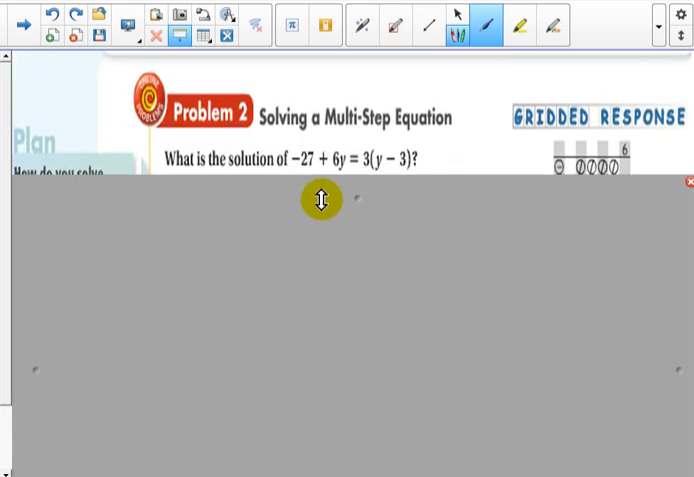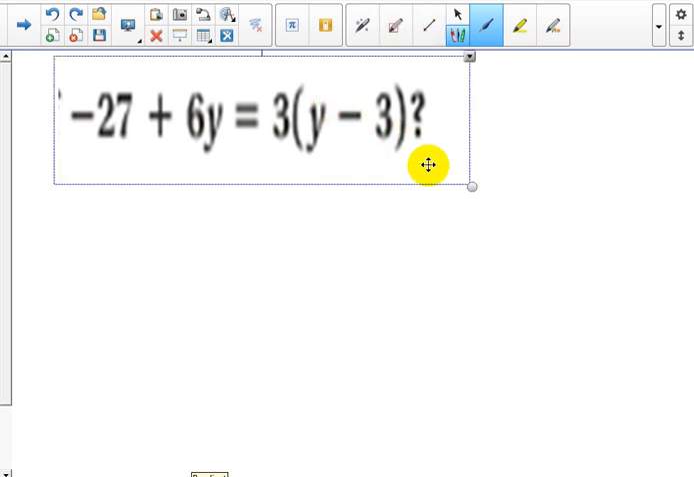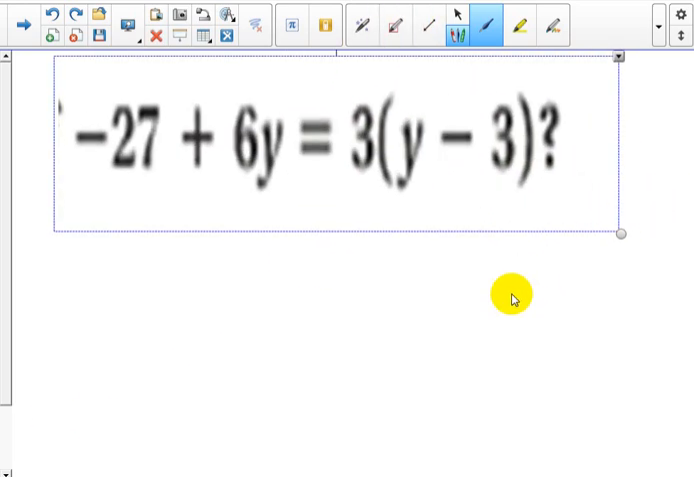So let's look at the second problem. What is the solution of negative 27 plus 6y equals 3 times the difference of y minus 3? So I think I have this blown up right there. I can make it bigger.